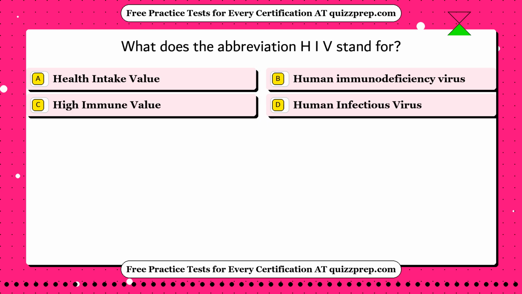Question 51. What does the abbreviation HIV stand for? Option A, health intake value. Option B, human immunodeficiency virus. Option C, high immune value. Option D, human infectious virus.